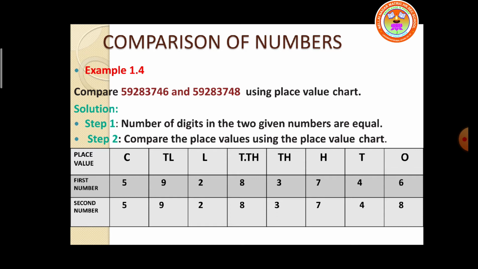See, all the numbers are the same here except this ones period. Yes, the first number in the ones period is 6 and the second number in the ones period is 8. So we can say that 6 is less than 8. So the first number is less than the second number. Is it clear, children? The answer is given below. Are you clear with this problem? Yes.